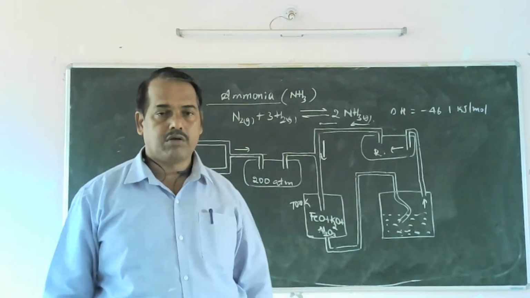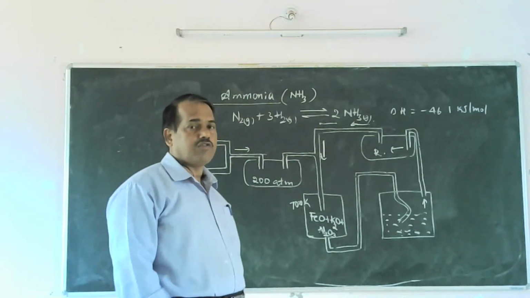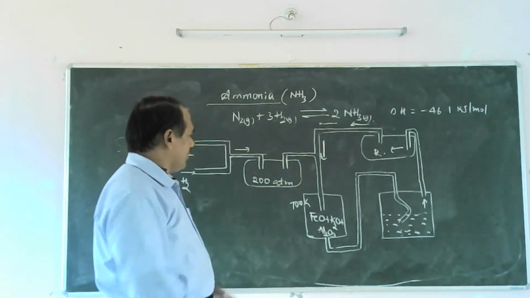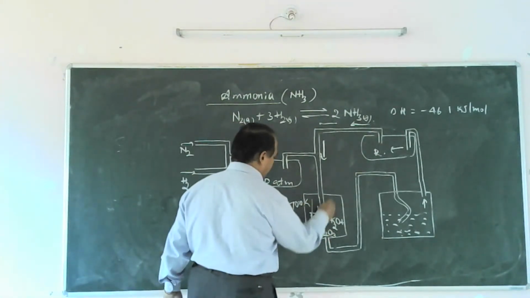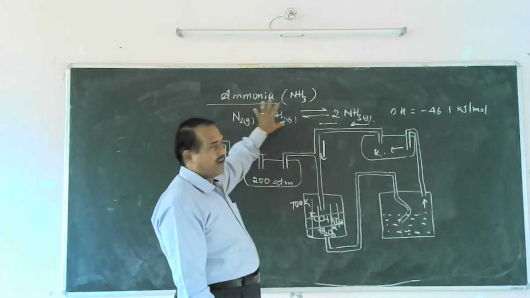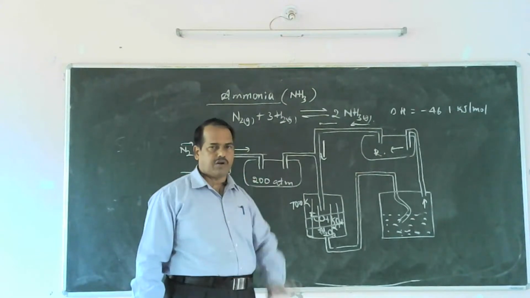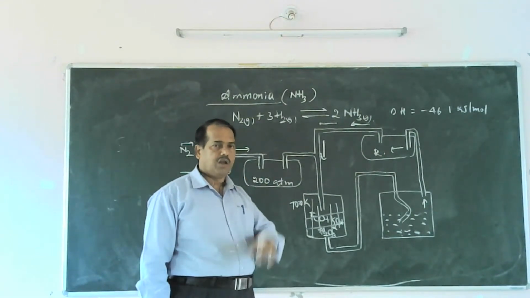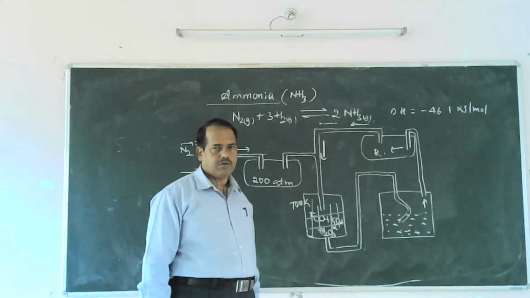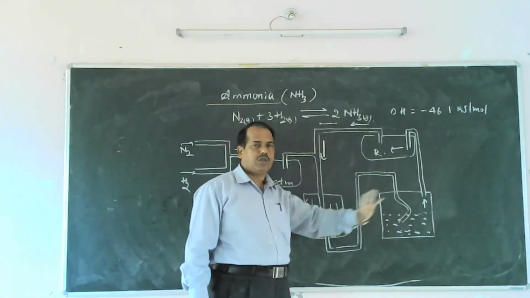See, 200 atm pressure, very high pressure. Converted into Pascal, 200 into 10⁵ Pascal pressure. And in the catalytic chamber, the actual reaction takes place. Dinitrogen reacts with dihydrogen. You have to remember the drastic conditions. Again and again, repeatedly write the equation and remember the conditions. Without the drastic conditions, it is impossible to prepare ammonia.